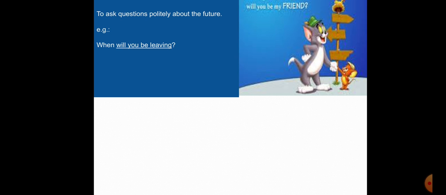Next example is, when will you be leaving? Again a very gentle way to ask, when will you be leaving? You do not want that person to leave, you just want to know what the time will be. So maybe if you have some agenda, some plan, you can do it accordingly. So this is the most polite way of asking, right? When will you leave is less polite, it's better to say when will you be leaving, because it's a request, you ask politely. So this is another use of this tense.